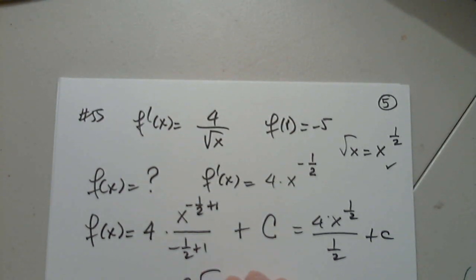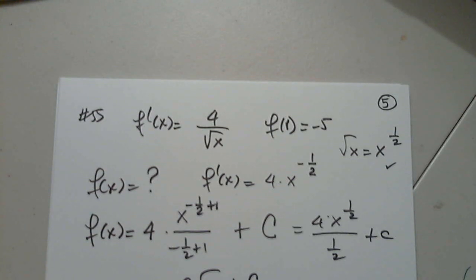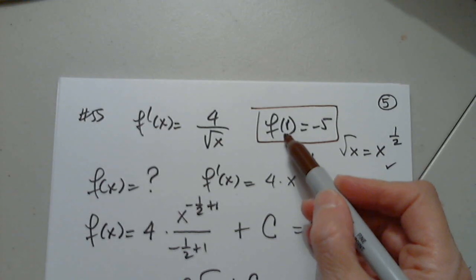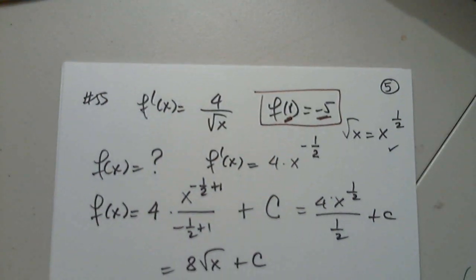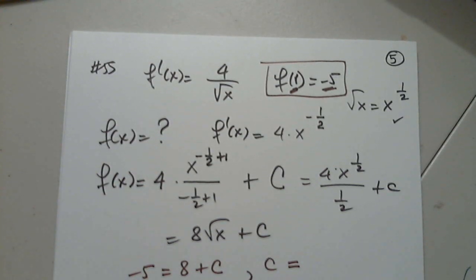So this is the most general antiderivative. So all these functions have the same derivative. But I am given an initial condition. I am told when x is 1, y is -5. So y, -5, equals, when x is 1, 8 plus c. So then how much is c?